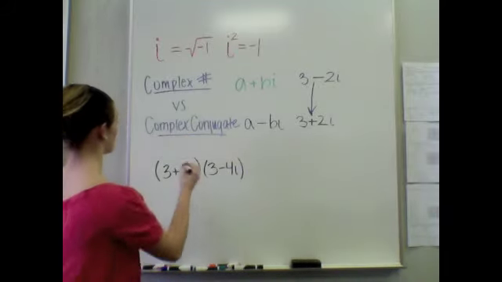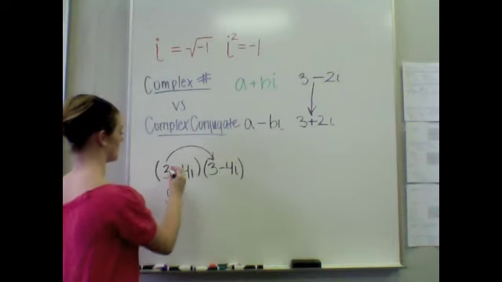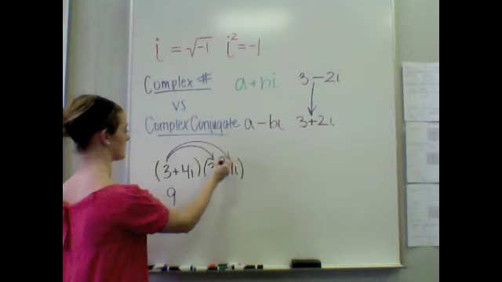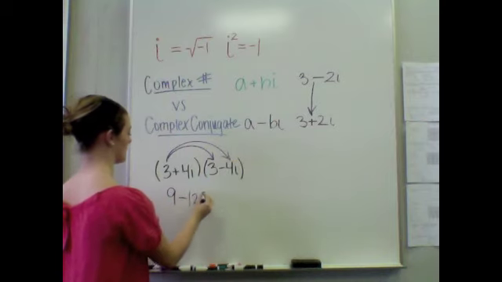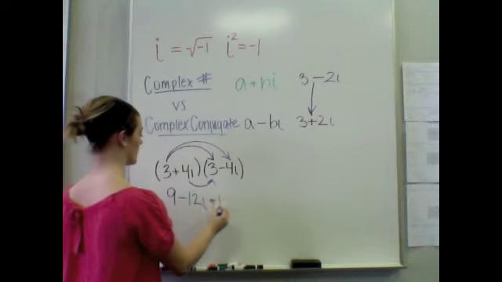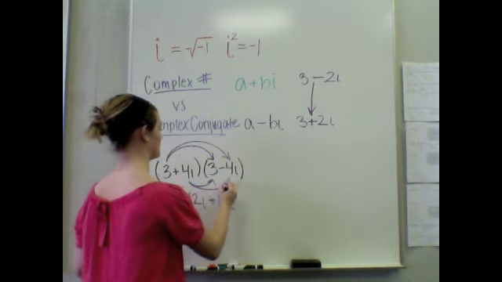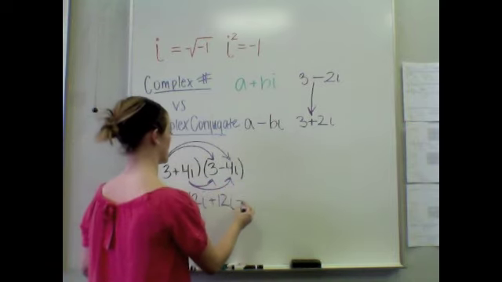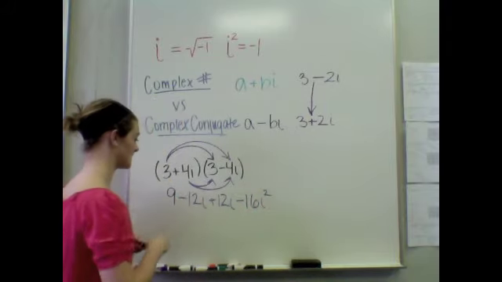So let's do it. 3 times 3 gives me 9. 3 times negative 4i will give me negative 12i. 4i times 3 will give me positive 12i. And lastly, 4i times negative 4i will give me negative 16i squared. Now we have to simplify.